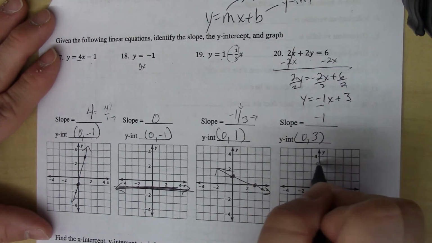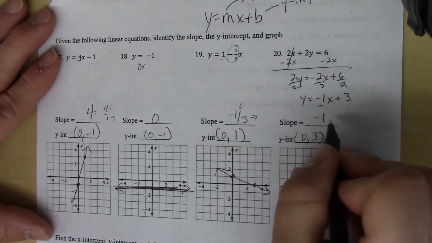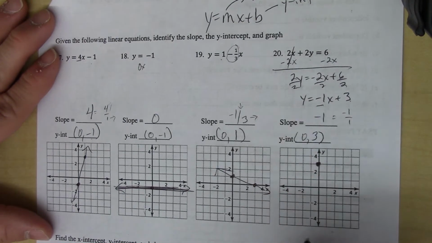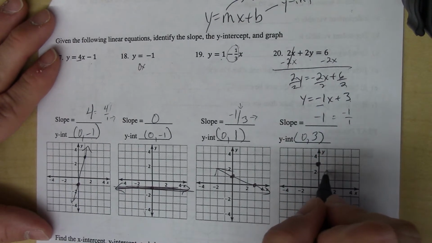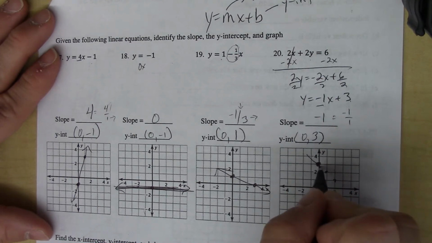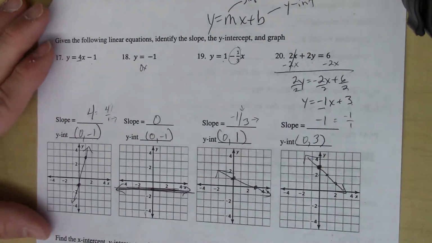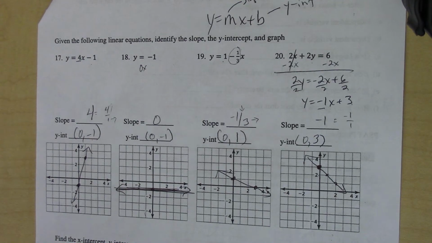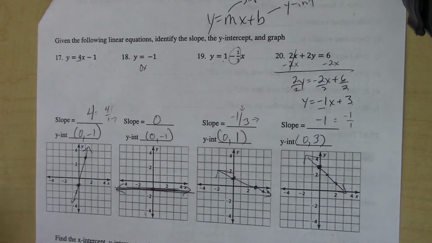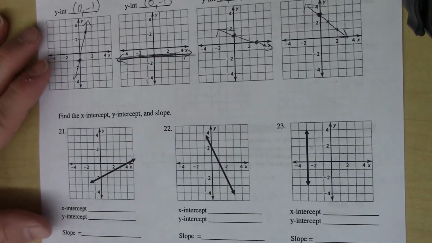So go to 0, 3, plot that point. Your slope, negative 1, remember, anytime it's a whole number, we can just put it over 1. So down 1, right 1, down 1, right 1. Connect your dots. I don't even need 3 points. I only need 2. Okay? That's it. That's all of those graphs. Okay, let's move on to 21 through 23 here.